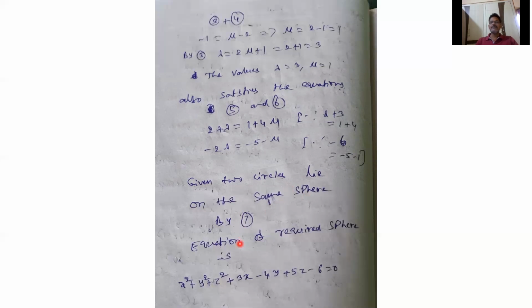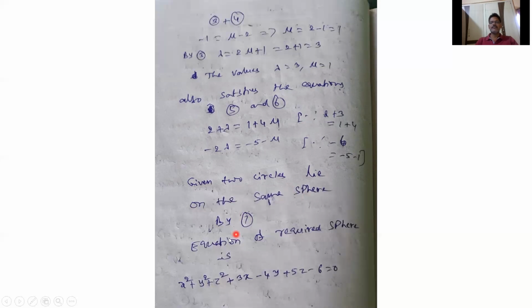Therefore, the equation of the required sphere is by 1. So we have to substitute lambda is equal to 3 in by 1. Lambda is equal to 3 means x square plus y square plus z square plus 3x minus 4y plus 5z minus 6 equal to 0.